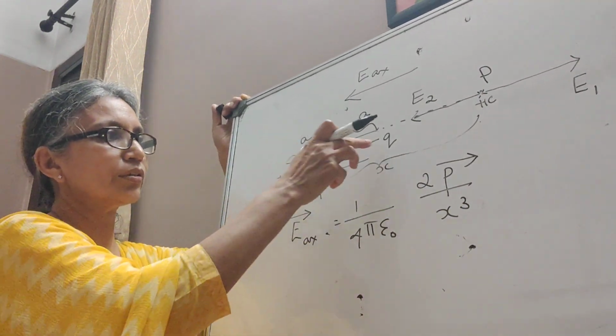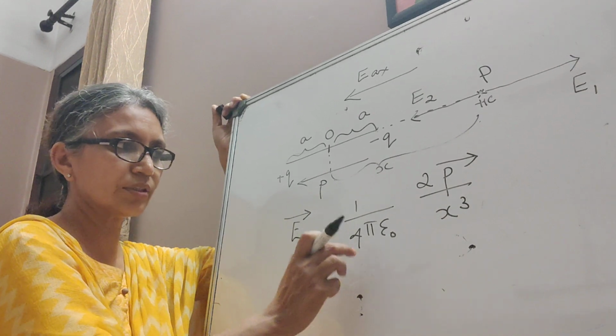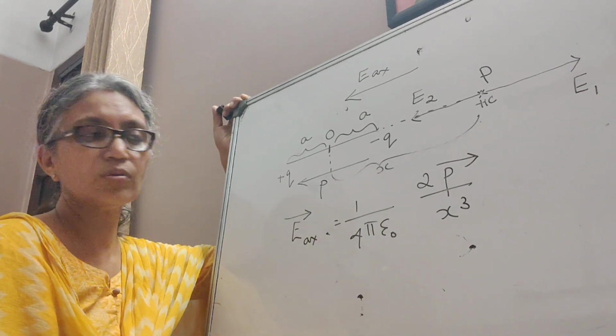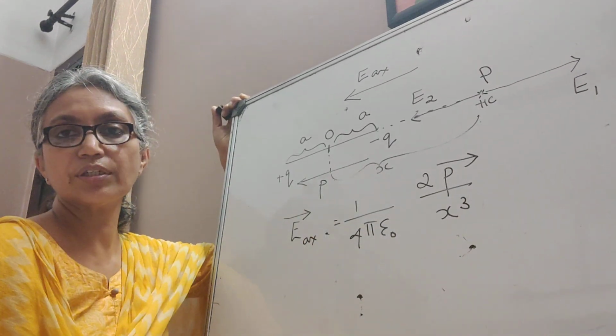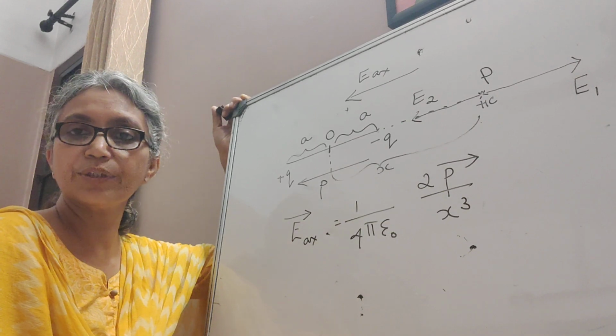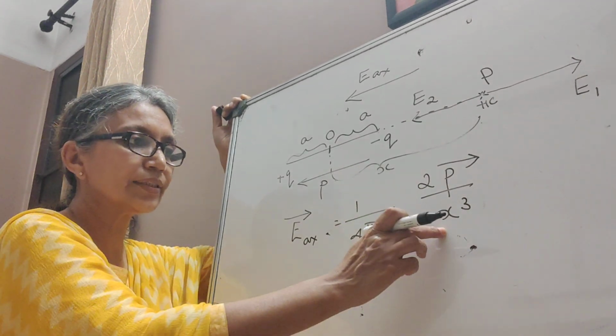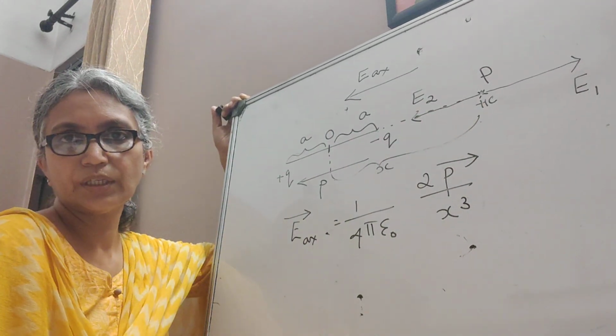Along the axis, directed from negative to positive, and the magnitude is given by 1 by 4 pi epsilon 0 2p by x cube. This has the value 9 into 10 raised to 9. P is a dipole moment, which is a product of q into 2a. X is the distance from the center of the dipole to point P.